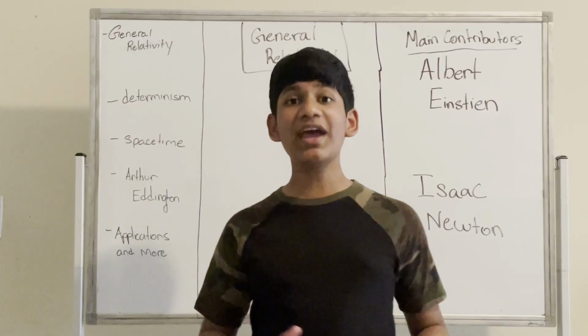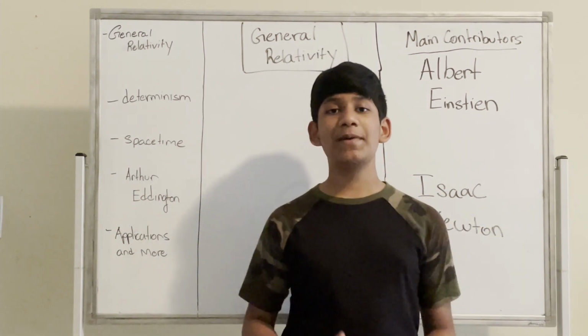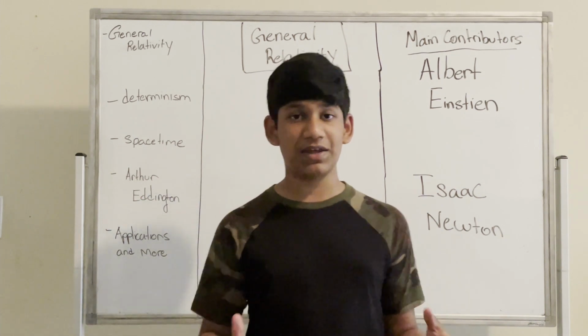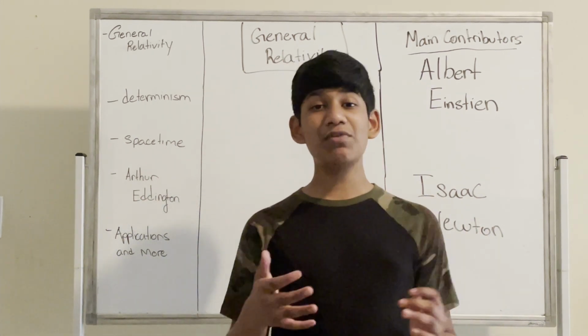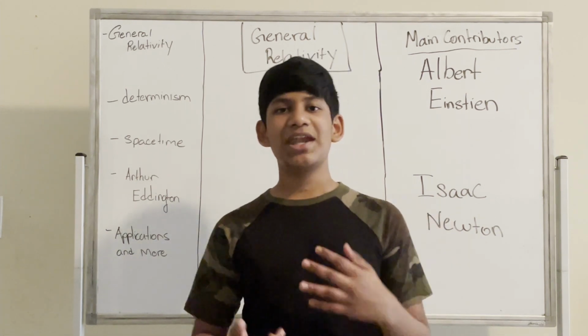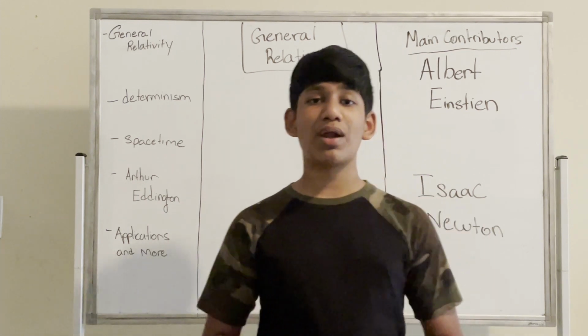My channel, and today I'm going to be talking about the history of physics. In this video specifically, I'm going to be talking about the general theory of relativity. General relativity was published in the year 1915 by one of the most influential scientists of the 20th century, namely Albert Einstein.